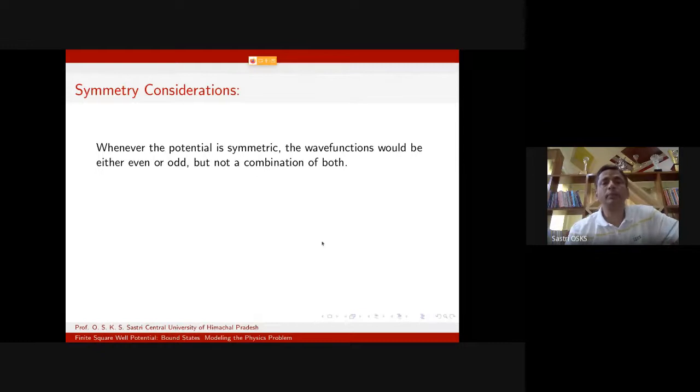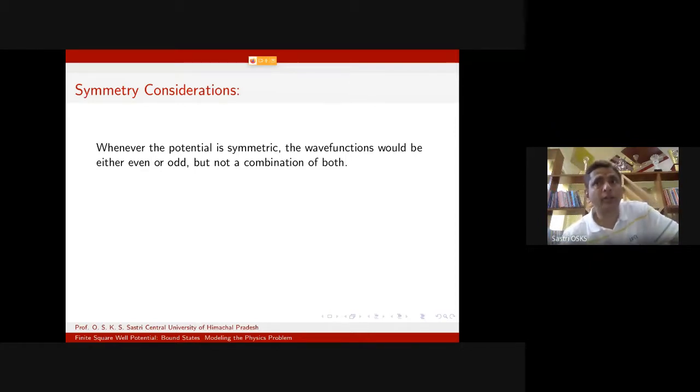And so if the potential is symmetric, that is V of minus x is equal to V of x, then the wave functions would be either even or odd, but not a combination of both. This is because whenever the potential is symmetric, it commutes with the Hamiltonian operator. The Hamiltonian commutes with the parity operator. The parity operator will have only plus or minus 1 as the eigenvalues, and the wave functions will be either even or odd.